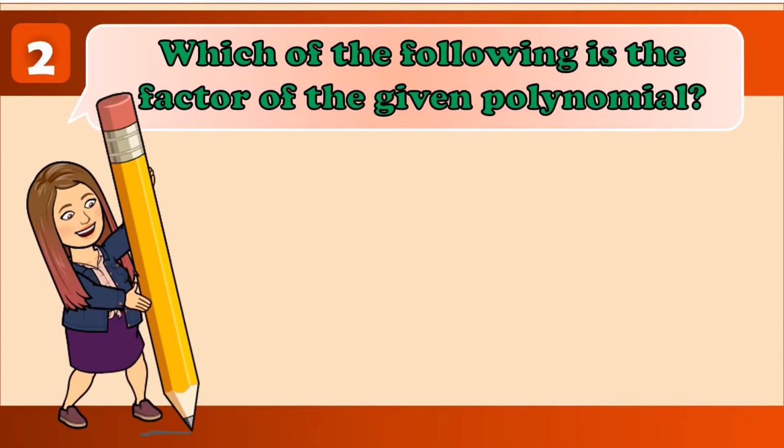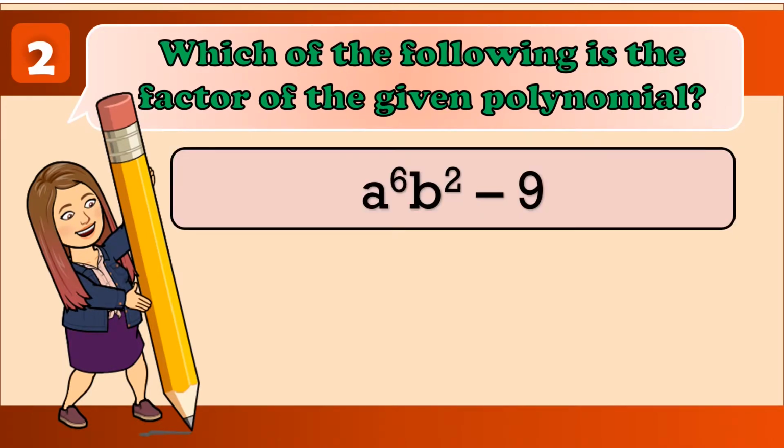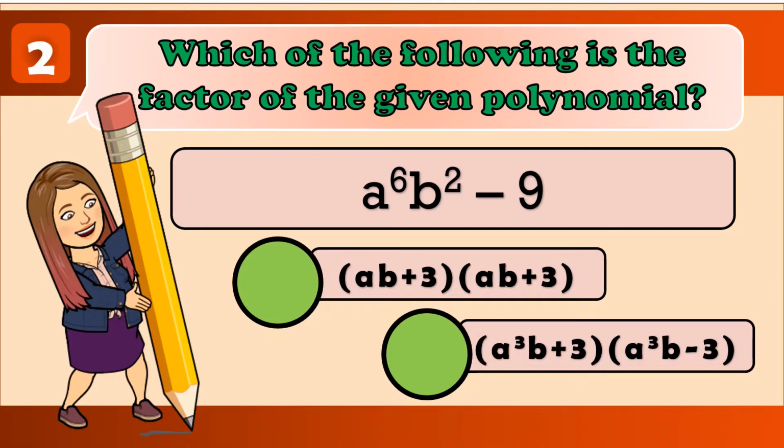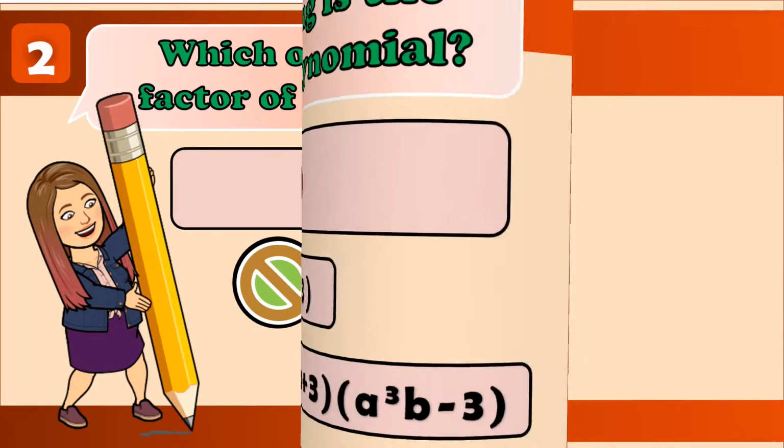Next, which of the following is the factor of the given polynomial? A to the power of 6 b squared minus 9. You are given two choices. Try it on your own. Pause. Do you have the answer now? Correct. It's the quantity of a cubed b plus 3 multiplied with the quantity of a cubed b minus 3.